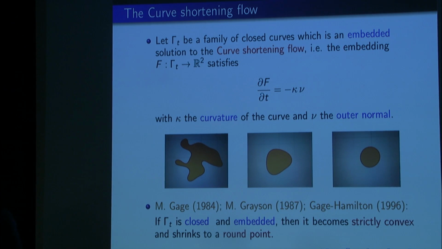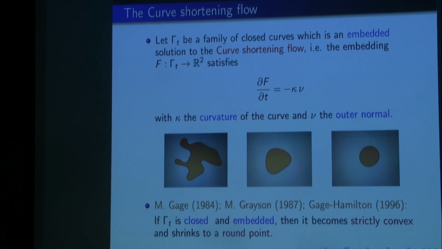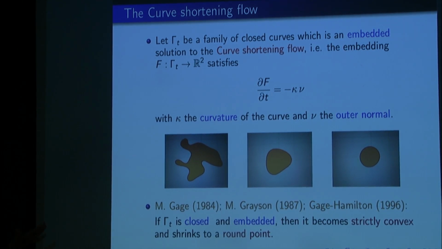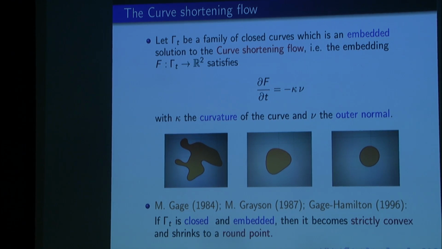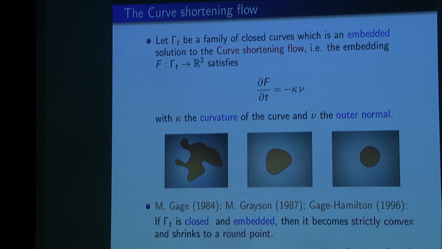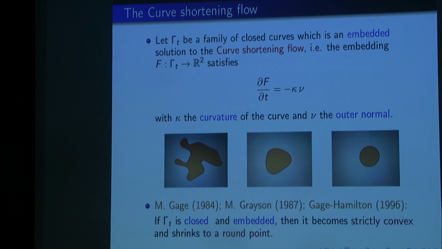Okay, so this is a very remarkable property, and no other geometric flow has this property, that you start with something in higher dimensions. This is the only flow, an ideal flow that has this property. This is a beautiful result by Grayson. So you start with any closed curve, it becomes convex. Actually, it becomes strictly convex.